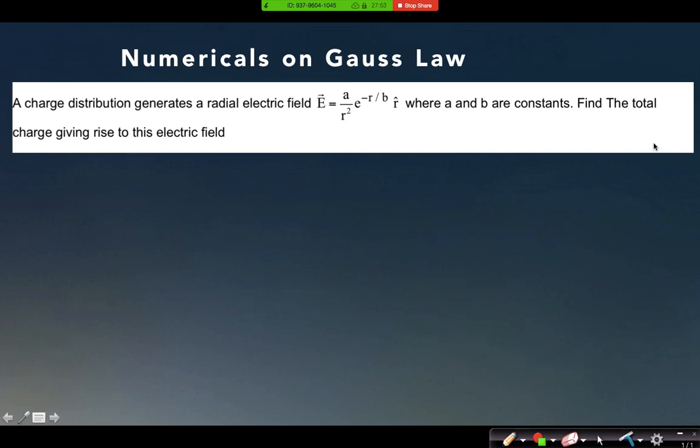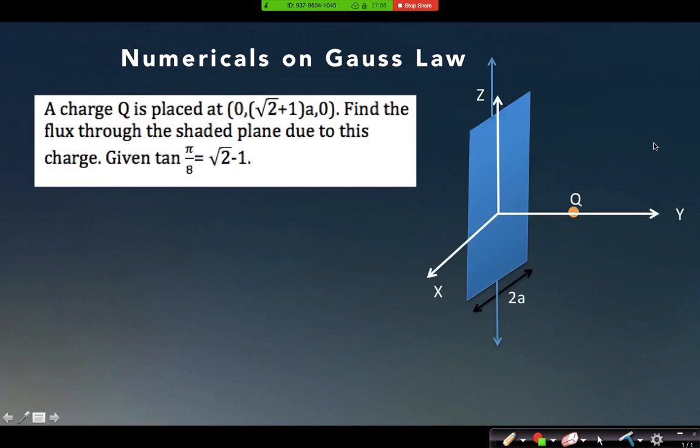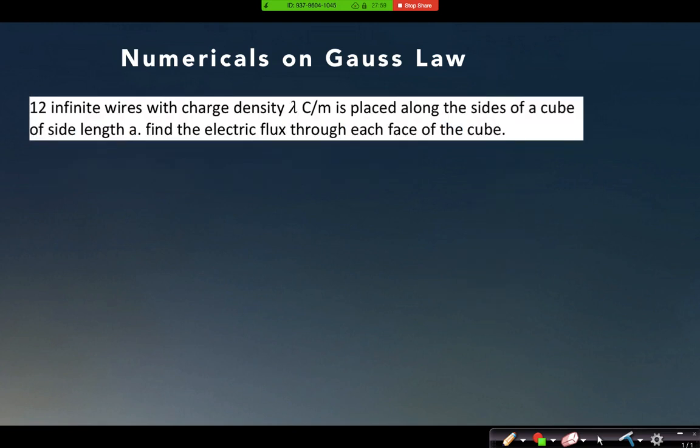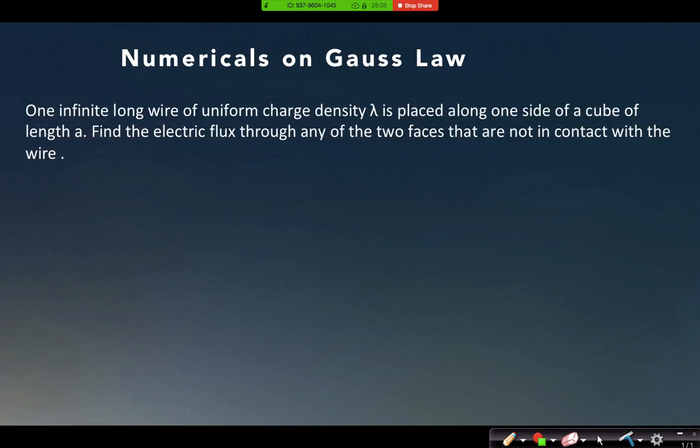Okay, so let's move to the next question. We have solved this one in class. Yes, sir. Have you done this one? Yes, sir. What is the answer of this question? Lambda by 8 epsilon naught. Yes, it is lambda by 8 epsilon naught. Let me again briefly discuss this solution.